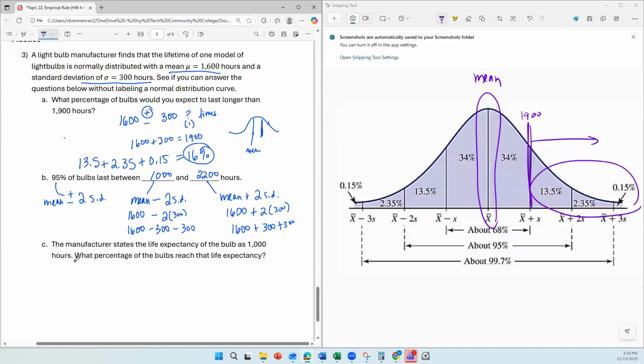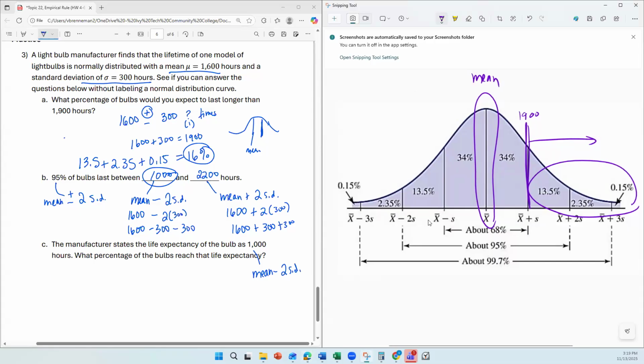Then if the life expectancy is 1000, which we figured out here was the mean minus 2 standard deviations, so over here, that would be this position. So here's mean minus 1, mean minus 2. So here's where the 1000 would be. If I want to know what percentage of the bulbs reach that life expectancy, that would be all of the ones that are at least 1000.